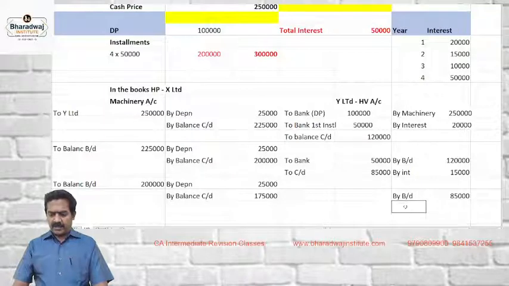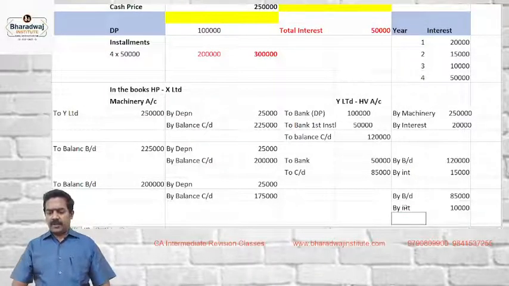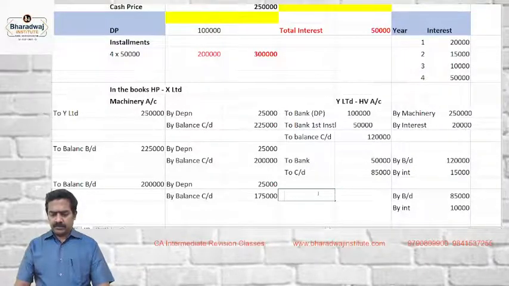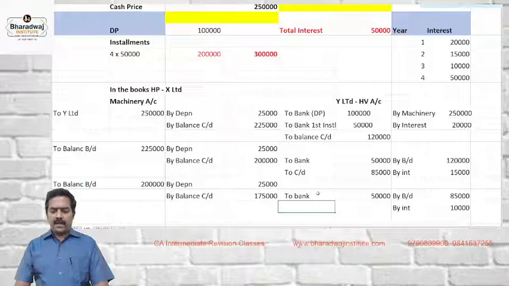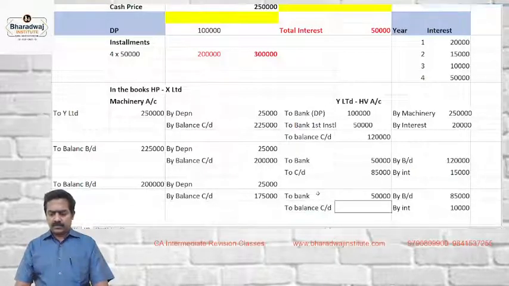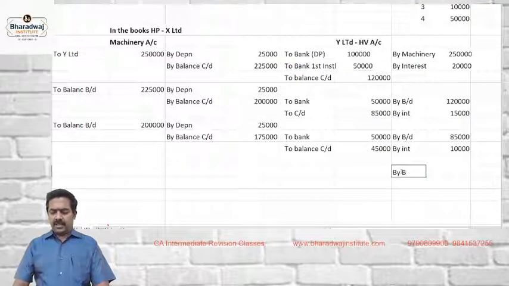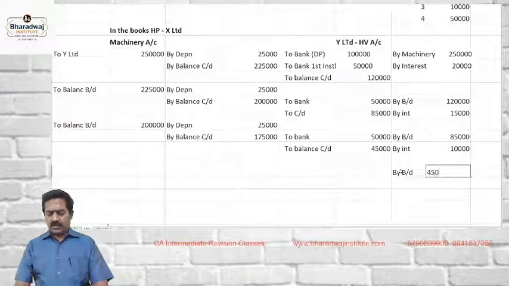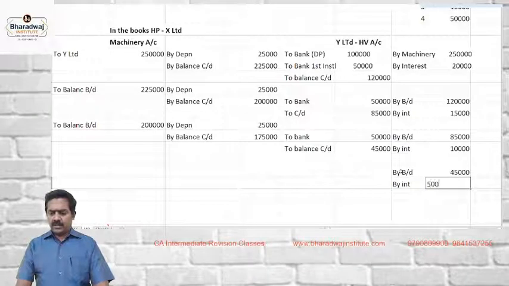By interest how much? 10,000 interest. How much we pay? To bank we pay 50,000. To balance carry down 45,000. Last year, 3 years over. Last year by balance brought down how much? 45,000. Last year by interest, what is interest payable? 5,000.